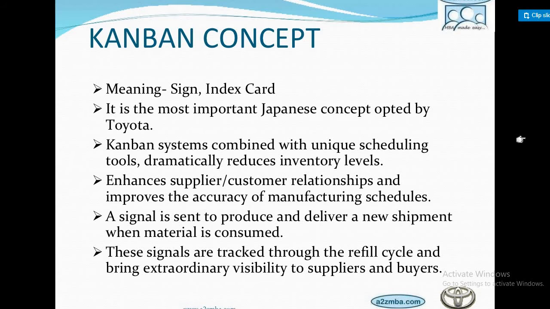Then a signal is sent to produce and deliver a new shipment when material is consumed. So Kanban will tell us when to produce how much amount of product. Once the new product is delivered, that is the time we need to produce a new product. That signal is sent by the Kanban system. Then these signals are tracked through the refill cycle and bring extraordinary visibility to suppliers and buyers. This is the concept of the Kanban system that we have already studied.